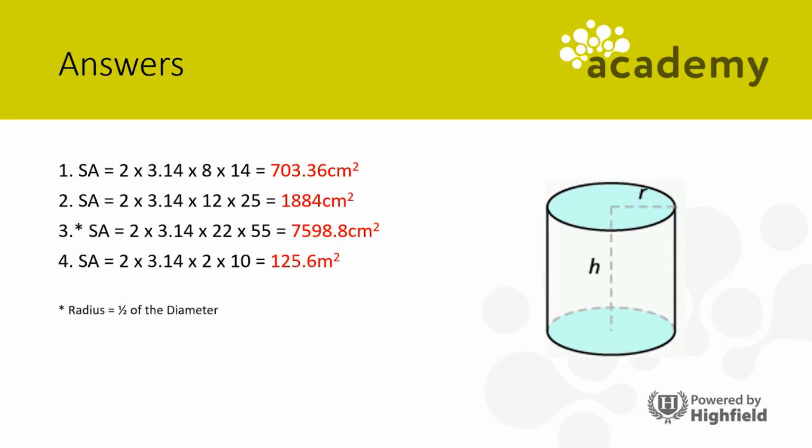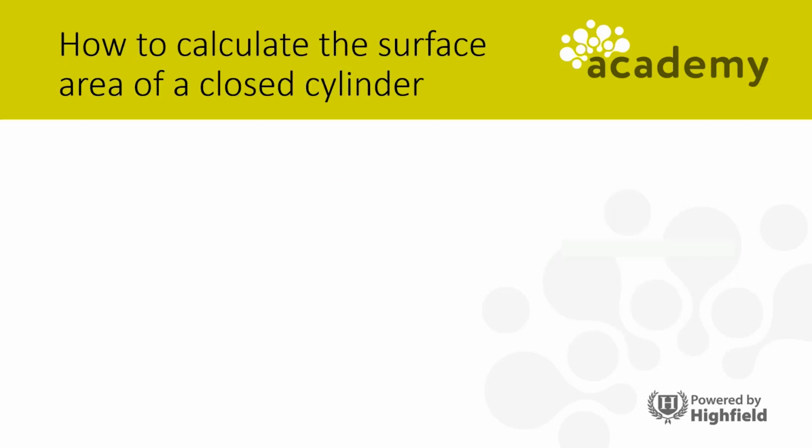Now remember, in the third example, you were given the diameter of the cylinder, so we needed to halve that to get to the radius.